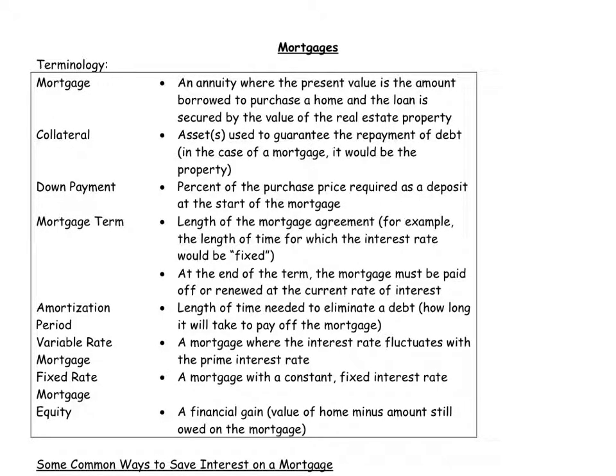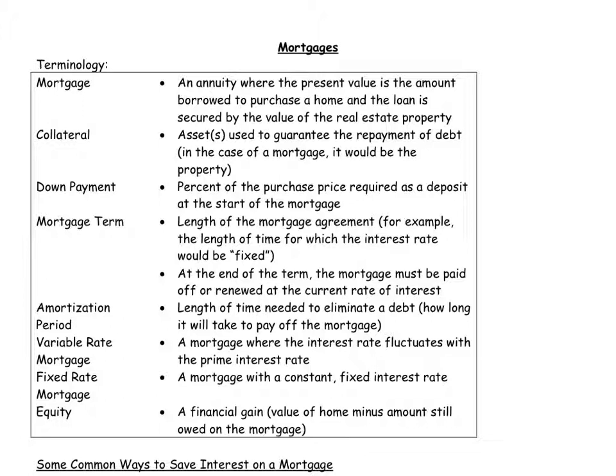In this lesson, we're talking about mortgages. A mortgage is an example of an annuity, and in the case of a mortgage, the present value is the amount borrowed to purchase the home, and the loan is secured by the value of the real estate property, which basically means that if you don't make your mortgage payments, then the bank will take your house away in order to recover the money that they've lost.